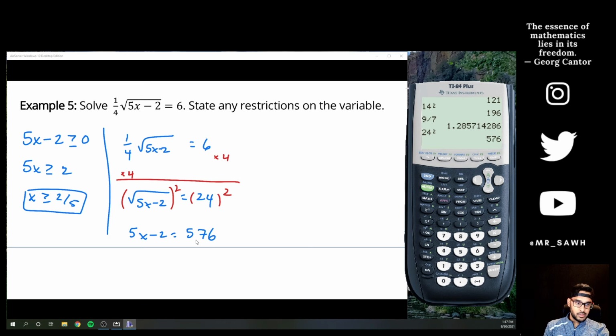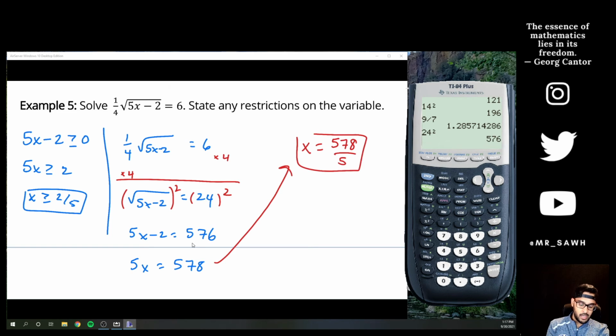If you add 2 to both sides, that means 5x is going to be equal to 578. Last step, divide both sides by 5. So x is going to equal 578 over 5. And again, I'm going to leave it as the exact value because I don't think I can simplify it. Let's see. Well, I might be able to. Oh, no. Never mind. So 578 over 5. I'm not going to write it as a decimal. There's your exact answer. So that is the value of x that will make this equation true. That number is larger than 2 over 5, so I know it will fit in my restrictions.